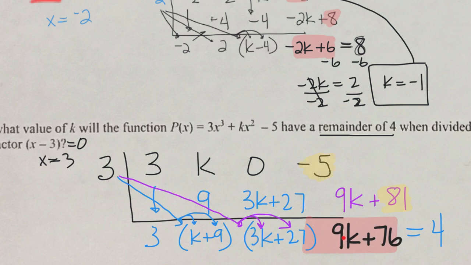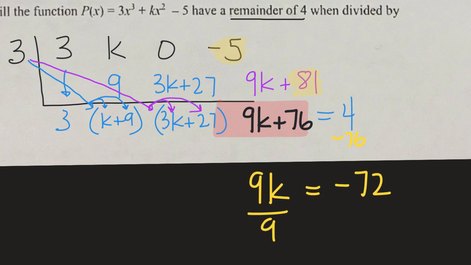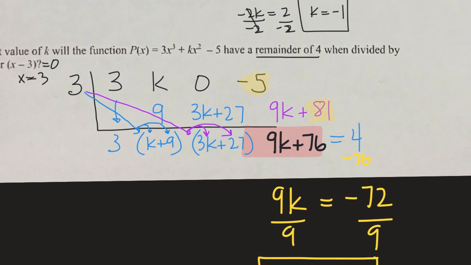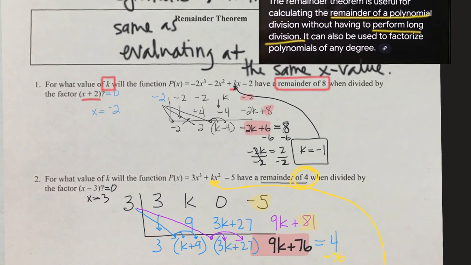So I get a remainder of 9k plus 76. Okay, and I want that number to be equal to 4, so now I have this equation that I can solve for k. So I subtract 76 from both sides, and then divide both sides by 9, and k would have to equal negative 8. If k were negative 8 in my original equation up here, and I did synthetic division, I would get a remainder of 4. Okay, for whatever reason, it's just some good algebra practice, I guess, plus a little knowledge about remainders.